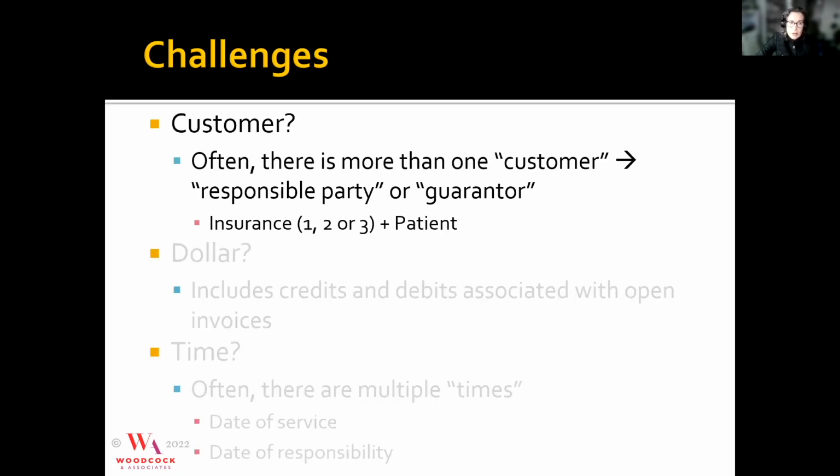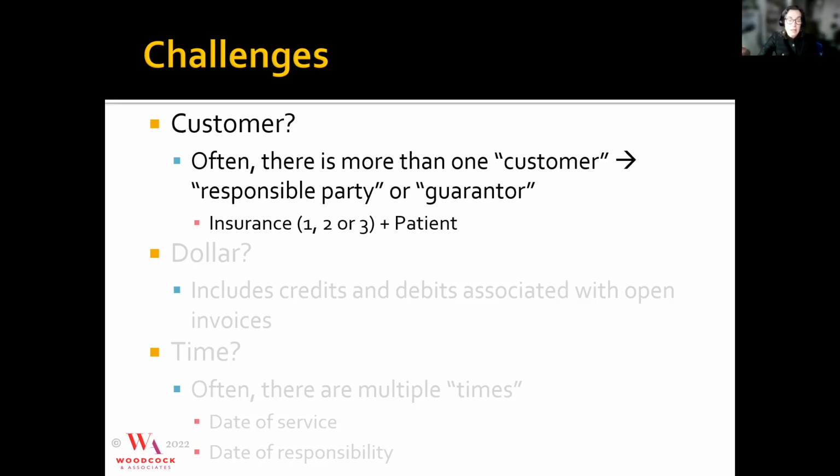So the second challenge that we have is this notion of a customer. So back to my dry cleaning example, I'm the customer. If I rented an apartment, I'm the customer. But for us in healthcare, there's typically more than one customer. Sometimes we refer, and I think more applicably and more appropriately, to our customers as the responsible party.